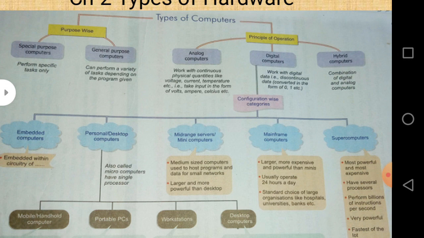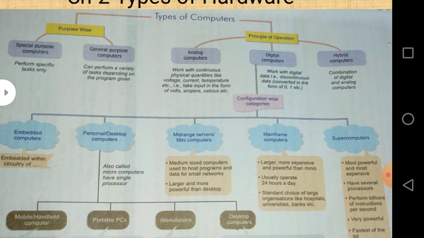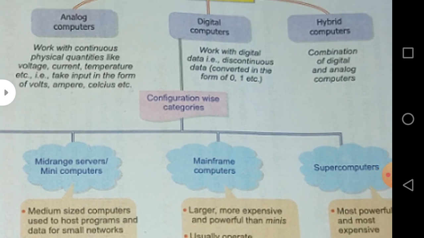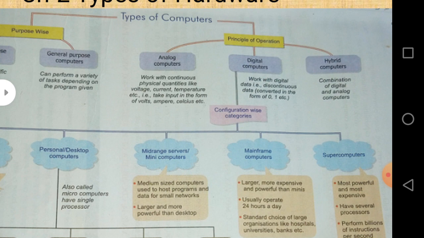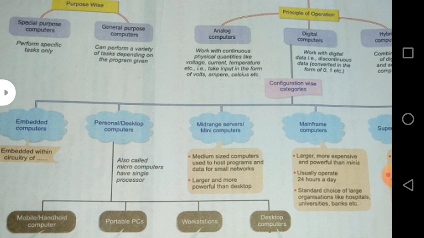First of all, what is the difference between analog and digital computers? You can easily say that an analog computer works on physical quantities. It receives data in the form of physical quantities such as volts, amperes, and Celsius. And digital computers work on 0 and 1, or we can say digital or discontinuous data. A hybrid computer, as the name suggests, is a combination of analog and digital computers, nothing special in it. Weather forecasting is an example of a hybrid computer, which uses both analog and digital data.